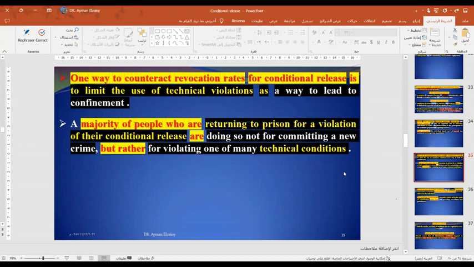One way to counteract the revocation rate for conditional release is to limit the use of technical violations as a way to lead to confinement. The majority of people who are returning to prison for violation of the conditions of conditional release are doing so not for committing a new crime, but rather for violating one of many technical conditions.